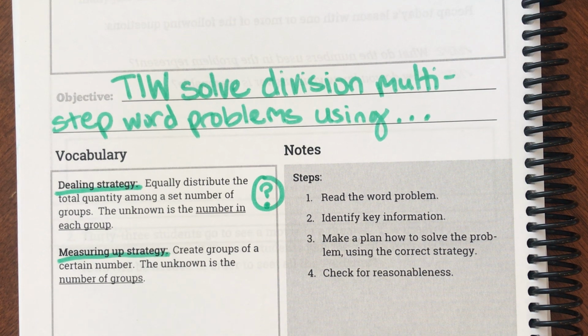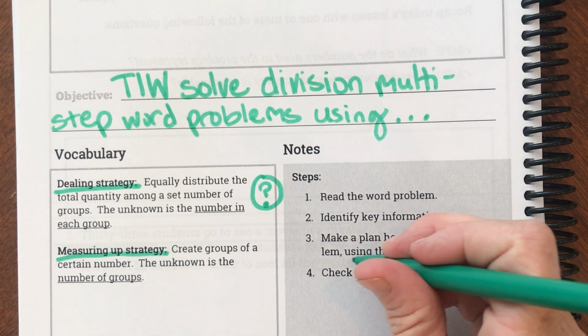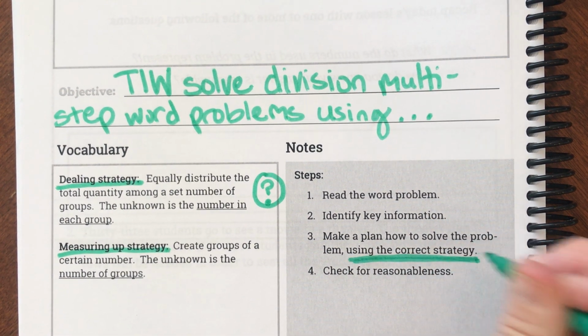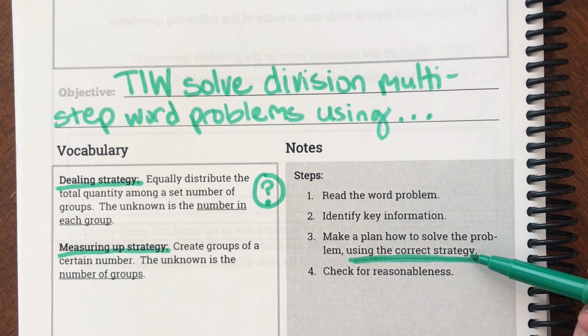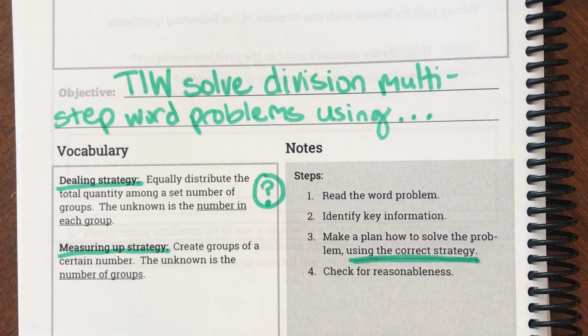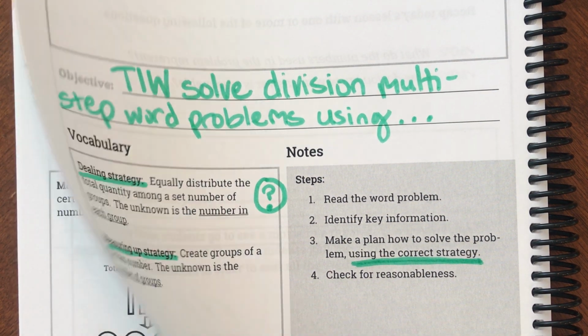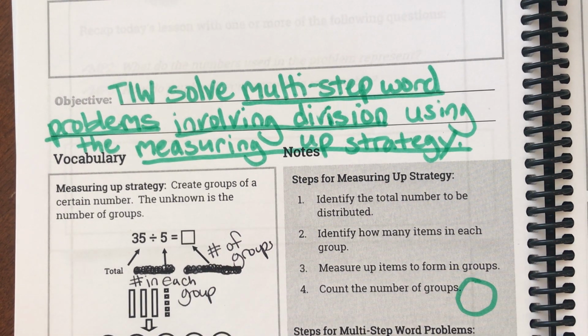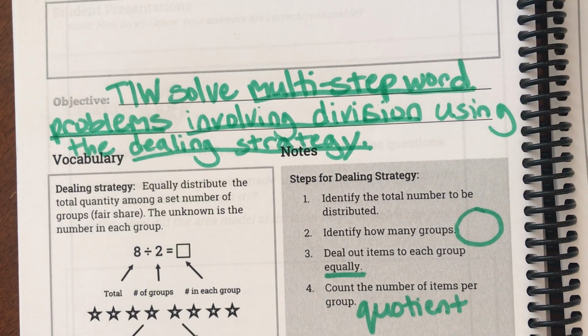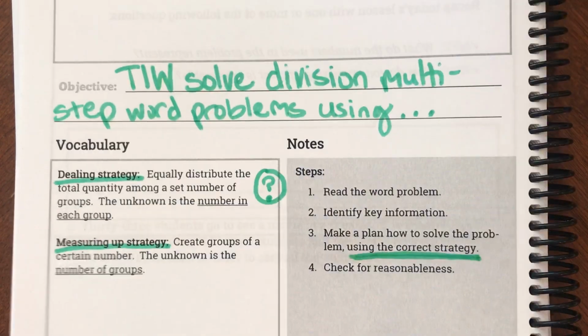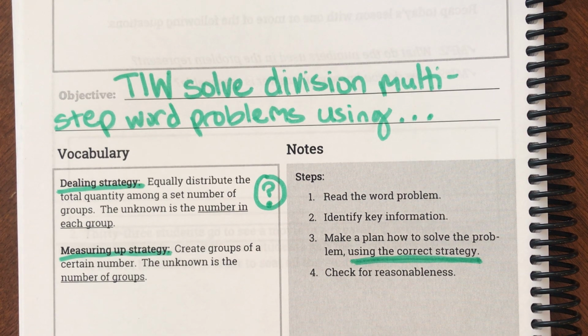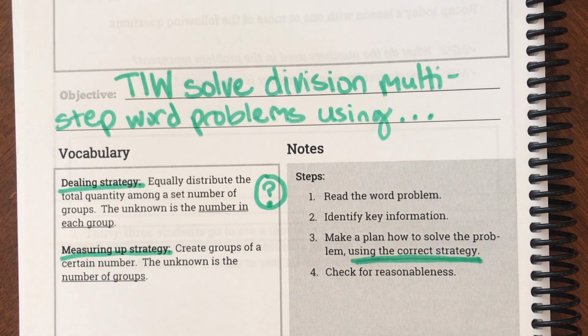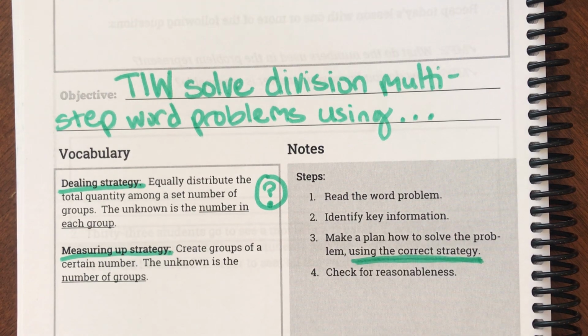So for our steps, it says read the word problem, identify key information, make a plan of how to solve using the correct strategy. This is the big thing. So we're going to have to ask ourselves what strategy we're going to need. And then if we forgot how to do some of these strategies, we can just turn back, friends. If you need some help on the measuring up strategy, you're just going to turn back. And if you need help on the dealing strategy, you're just going to flip back some pages, okay? But they are different, okay? And you could just come back to here and look at this as well.